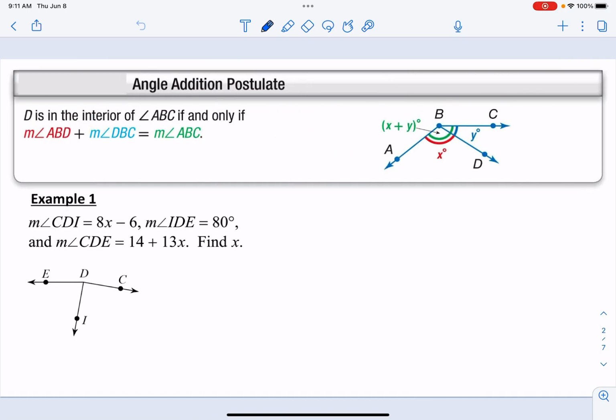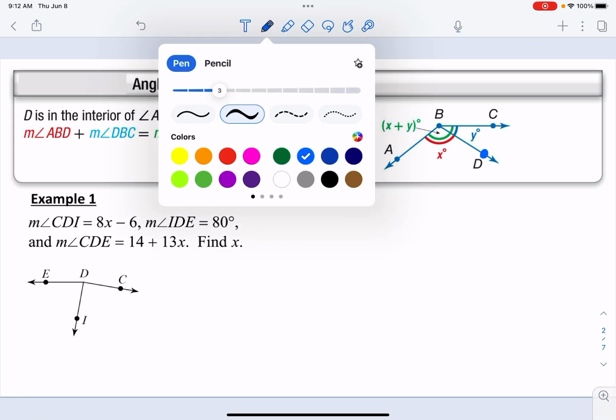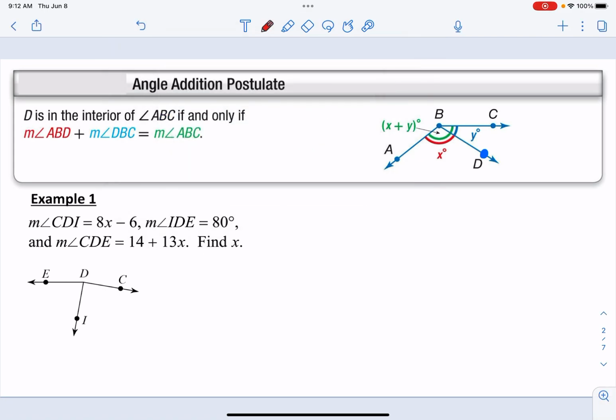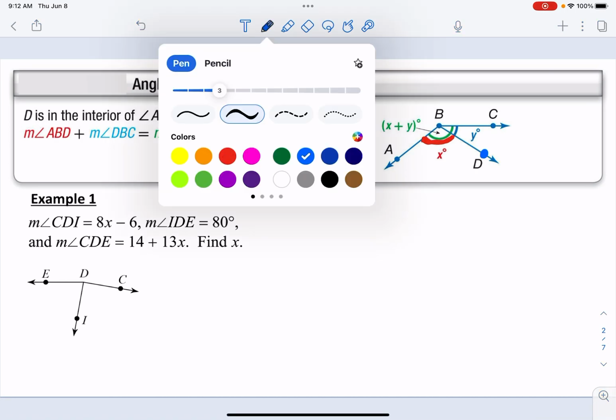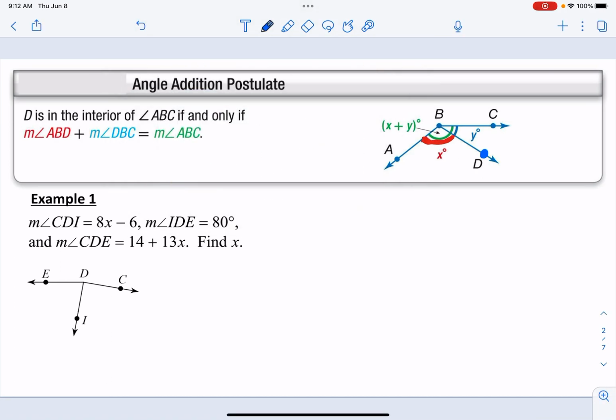So the first one is the angle addition postulate. And what we have here is, as long as you have a point D that's in the interior of an angle, the measure of ABD plus DBC is going to equal the whole big angle.